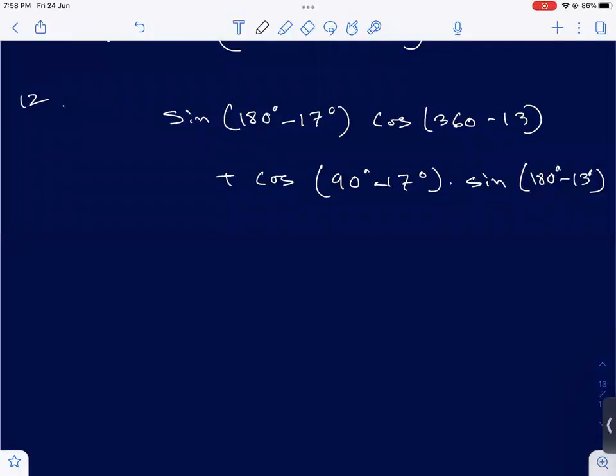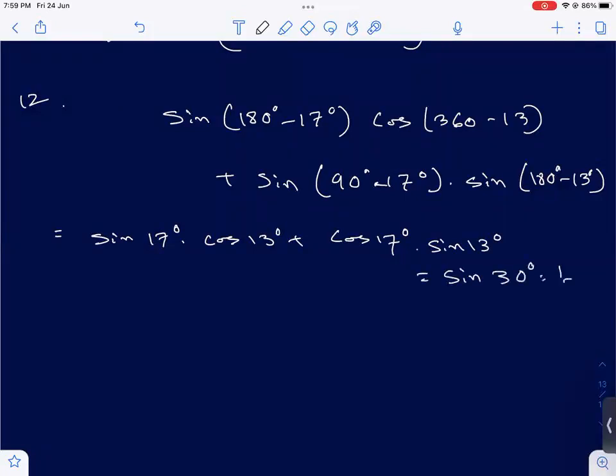This is coming sine. So finally, we are getting here sine 17 cos 13 plus cos 17 into sine 13, which equals sine a cos b plus cos a sine b, that is sine a plus b, and that is going to be half. So the answer of 12 is B, the second option.